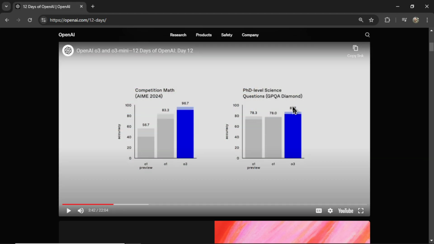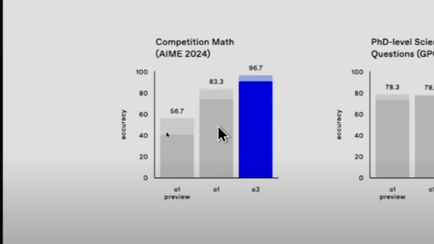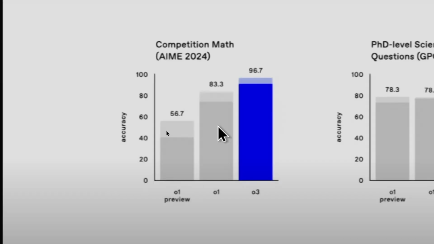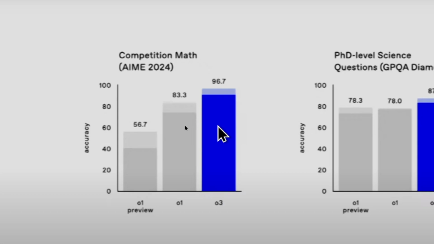The O3 model also excels at mathematics. This first graph here is competition math. We see that O1 Preview scored a 56.7% accuracy. O1 scored an 83.3% accuracy. And the new O3 model scored 96.7% accuracy. This pretty much means that the model gets one question wrong each time it takes the test. For comparison, that Mark guy in the video, he once scored a perfect score on this test.